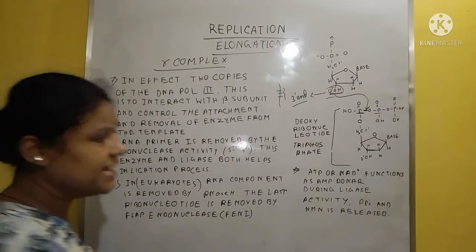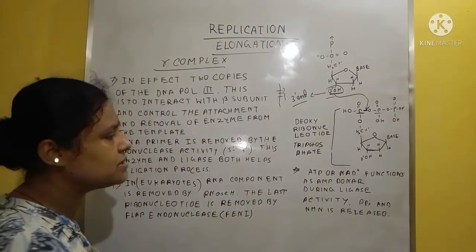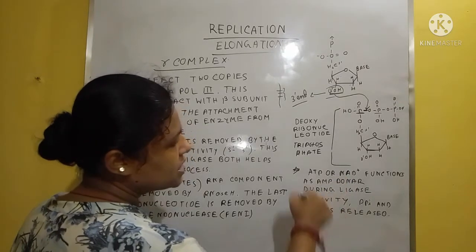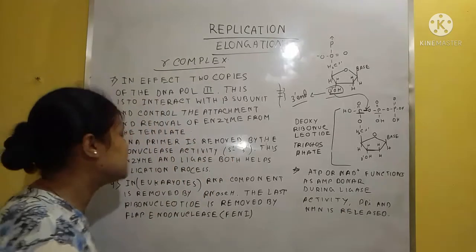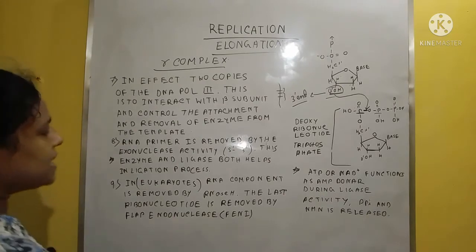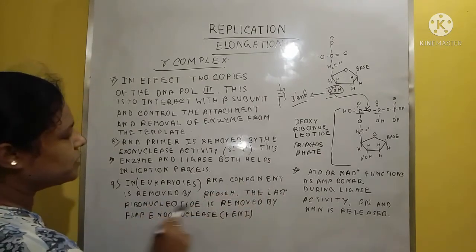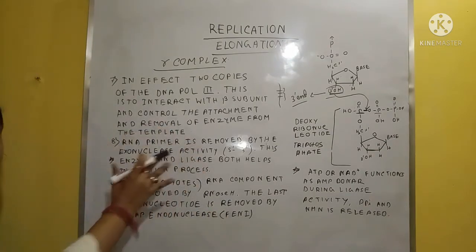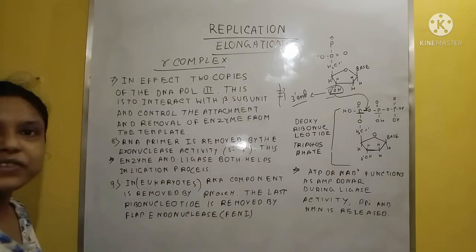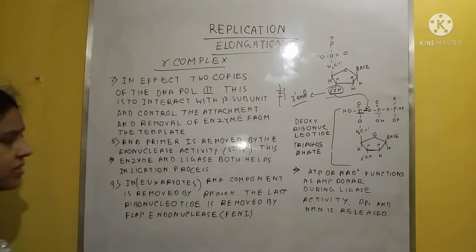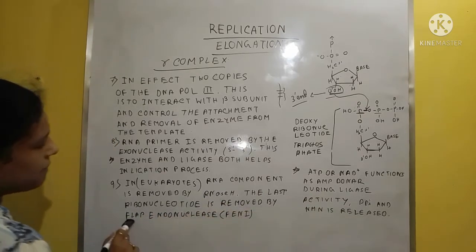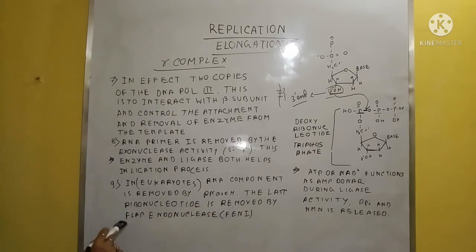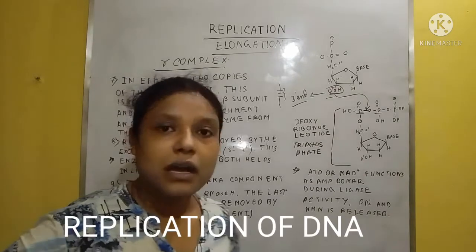ATP or NAD+ is also needed for the ligation process by the ligase, and as the process continues, PPi and NMN are released. Lastly, in eukaryotes the RNA primer is removed by RNase H, whereas in prokaryotes it is removed by the exonuclease activity of DNA pol. The last ribonucleotide is removed by FEN1, the flap endonuclease. Clear? So this is the whole elongation process.